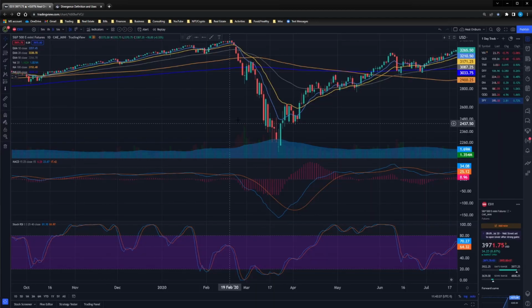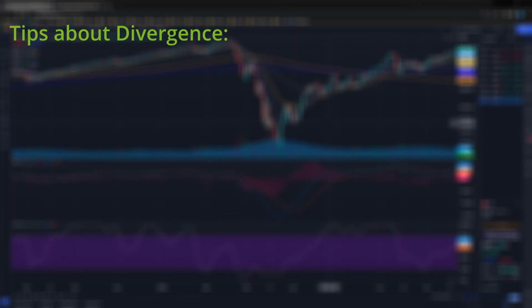So let's go back to the chart, and we're just going to look at the S&P 500 futures from the beginning of 2020 to roughly the beginning of 2022. There are several spots in here where there's pretty good indication of divergences, and we'll talk about what they mean. But let's talk about some tips about divergences.